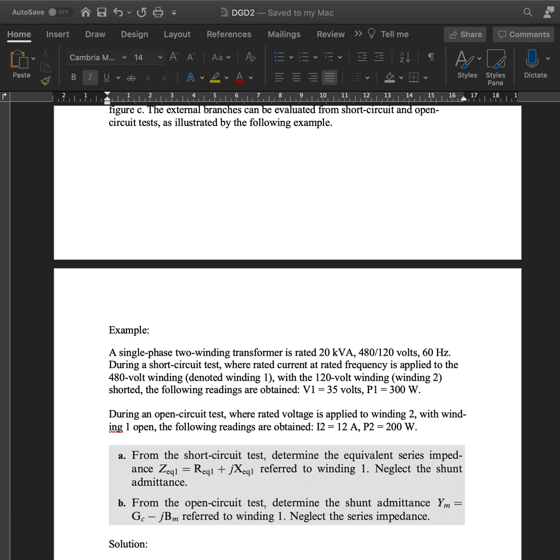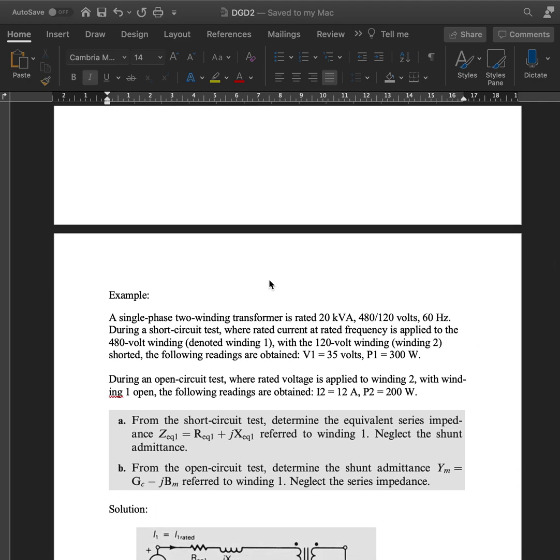Okay, so we have an example here. We have a single phase two winding transformer which is 20 kVA, 480/120 volts, 60 hertz. During a short circuit test, where rated current at rated frequency is applied to the 480 volt winding, denoted winding 1, with the 120 volt winding 2 shorted, the following readings are obtained. V1 is 35 volts and power is 300 watts. And during an open circuit test, where rated voltage is applied at winding 2 with winding 1 open, the following readings are obtained. I2 is 12 amperes and P2 is that.